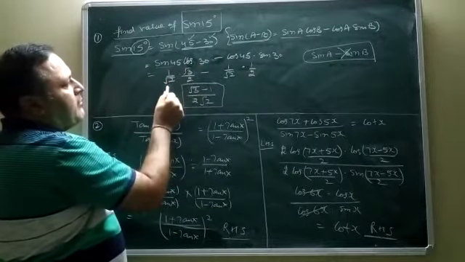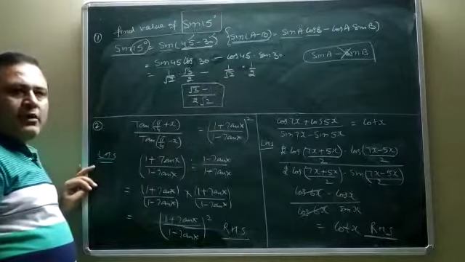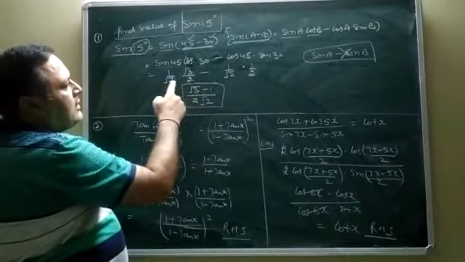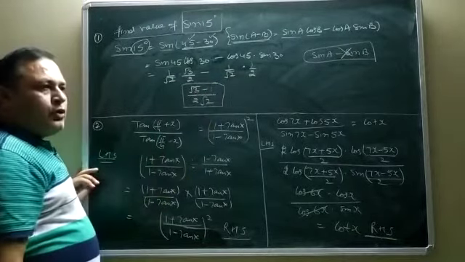Sine 45 is 1 by root 2, cos 30 is root 3 by 2, cos 45 is 1 by root 2 and sine 30 is 1 by 2. After that, if you observe, the LCM is the same, it is 2 root 2, and you will get root 3 minus 1 upon 2 root 2.